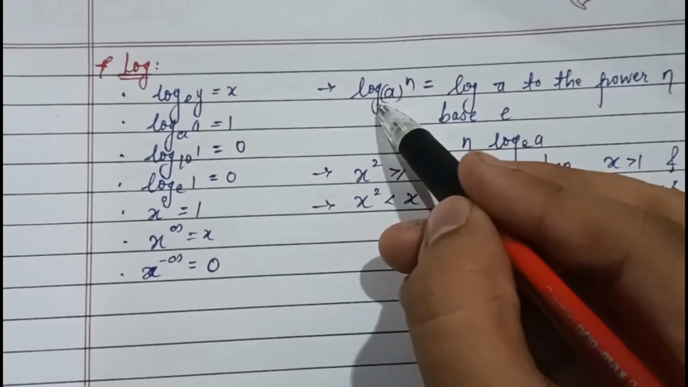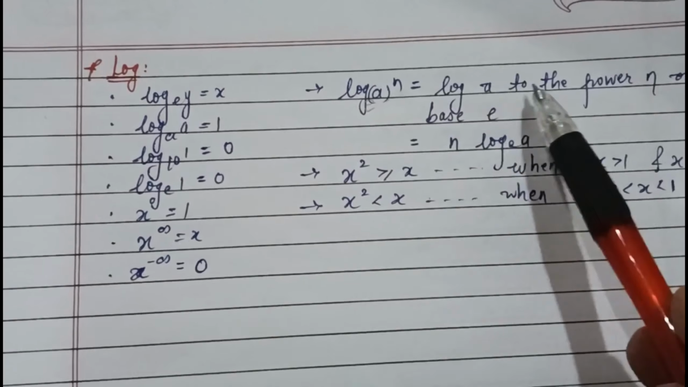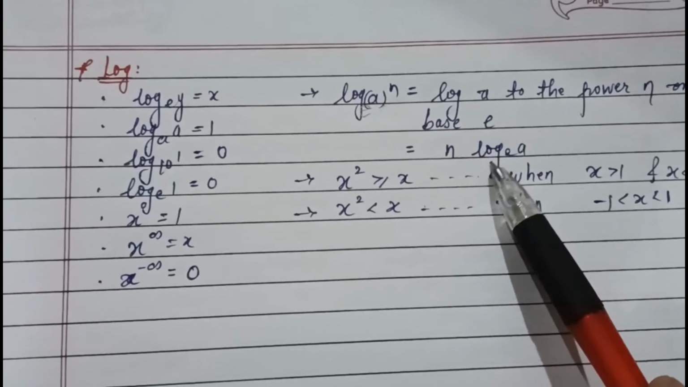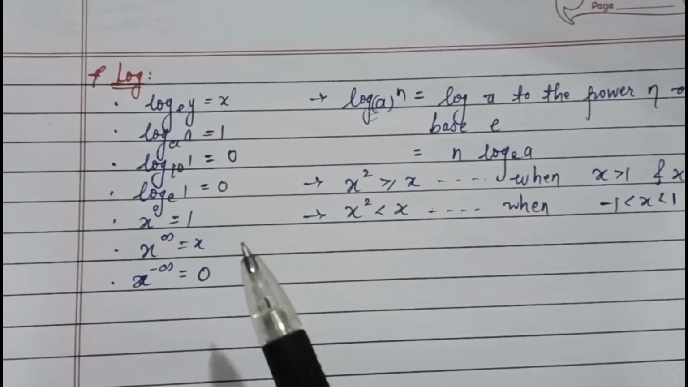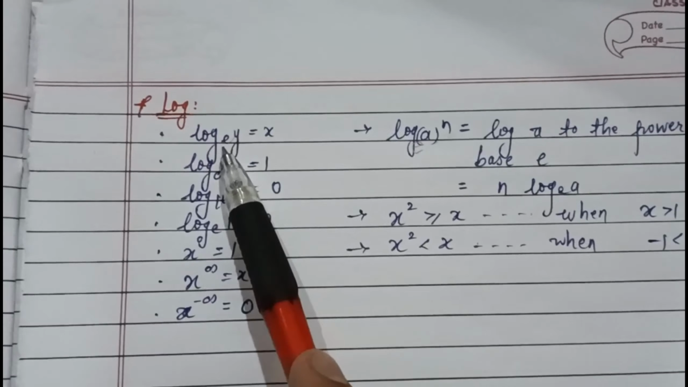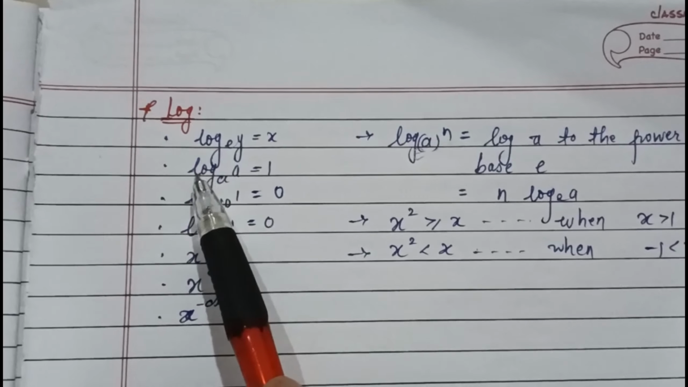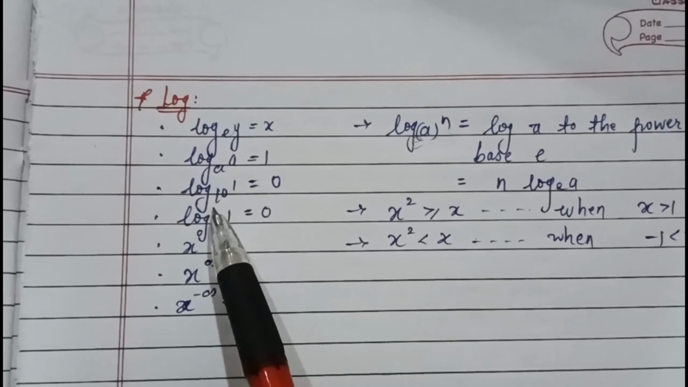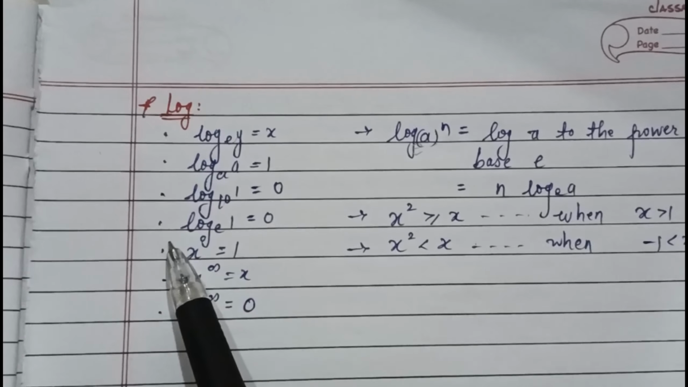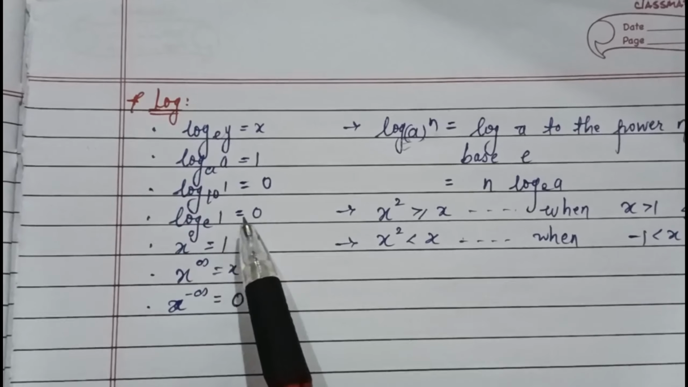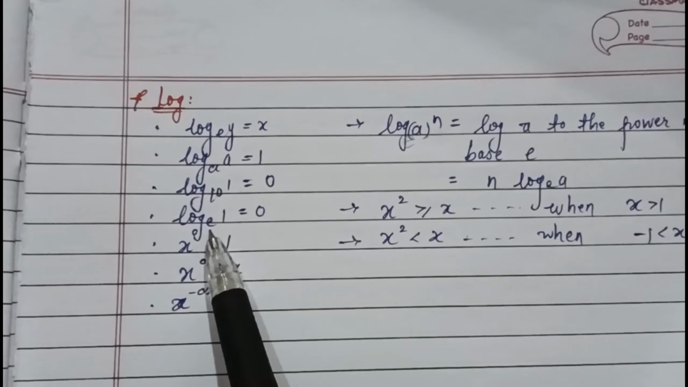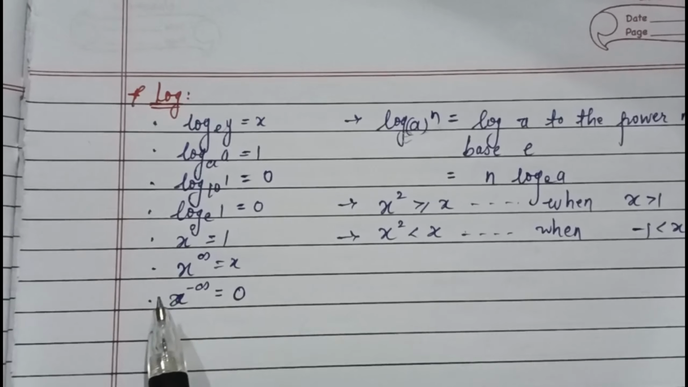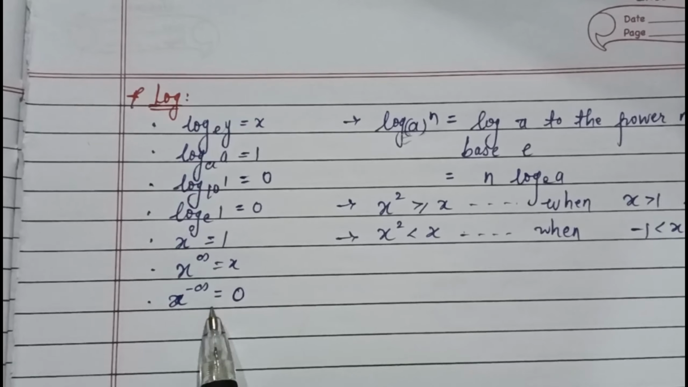Now let's learn about log. Log a to the power n on the base e is equal to n into log a to the base e. Log y to the base e is equal to x. Log a to the base a is equal to 1. Log 1 to the base 10 is equal to 0. Log 1 to the base e is equal to 0. x power 0 is equal to 1. x power infinity is equal to x. x power minus infinity is equal to 0.